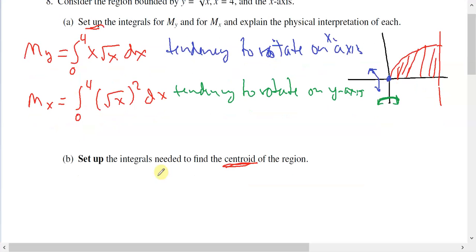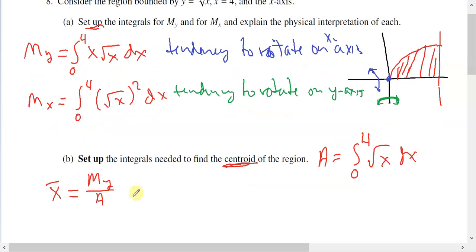Anyway, now we want to set up the integrals needed to find a centroid. Well, all I'm missing is the area formula. And we integrate 0 to 4, square root of x dx to get the area, and therefore then the x coordinate of the centroid is the moment with respect to y over A, which you can write out if you want, or since I've written them all, I'll go with that. And the y coordinate of the centroid is my moment with respect to x over A. And these actually should have a rho in them, but I won't worry about that because the rho will cancel out because A also has a rho in it.